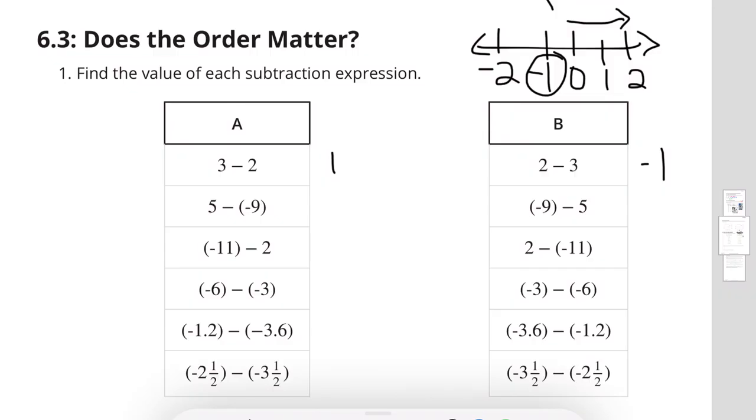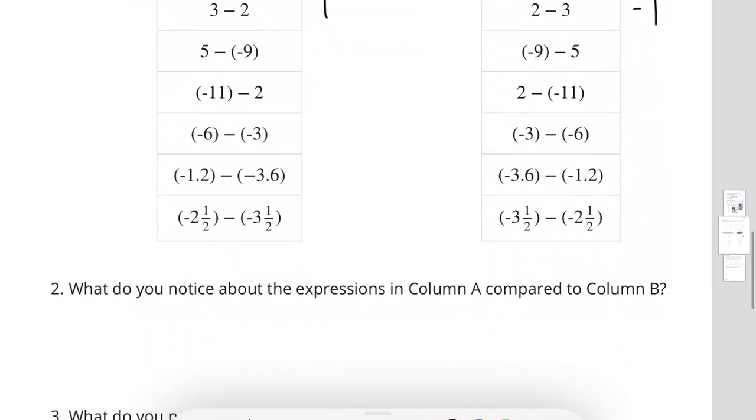So order does matter. I'm not going to go through all these. You can on your own if you want more practice. But order is very important in subtraction. Whereas in addition, if we have 3 plus 2 and 2 plus 3, my answer is the same, but not for subtraction. So you have to be very careful on that.